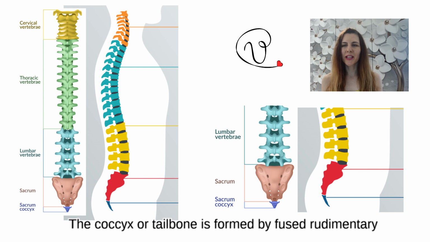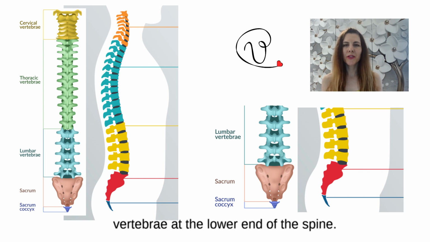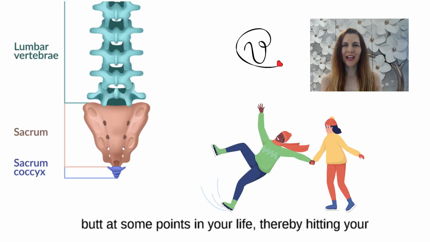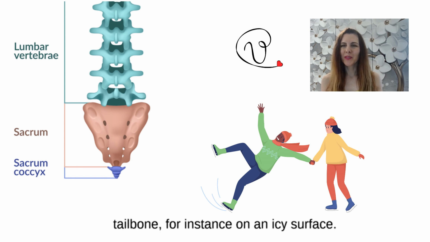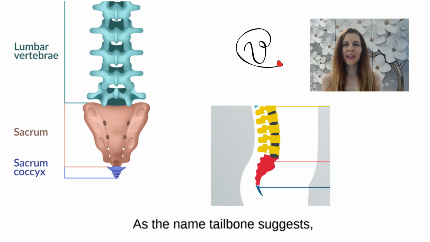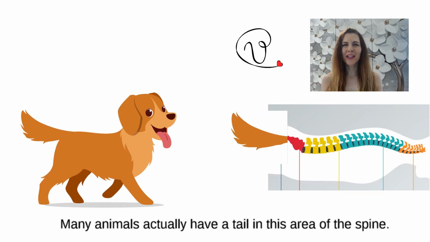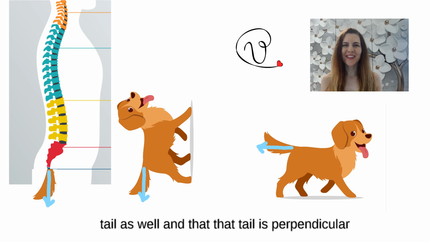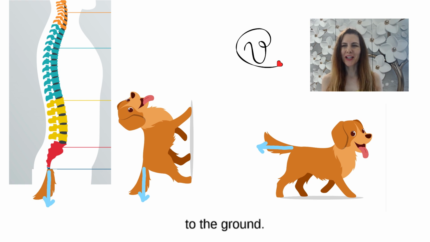The coccyx or tailbone is formed by fused rudimentary vertebrae at the lower end of the spine. The chances are high that you happen to fall on your butt at some point in your life, thereby hitting your tailbone, for instance on an icy surface. Beginner snowboarders for sure know what I'm talking about. As the name tailbone suggests, it's evolutionarily related to a tail. Many animals actually have a tail in this area of the spine. We will imagine that our spine continues with a tail as well, and that tail is perpendicular to the ground.